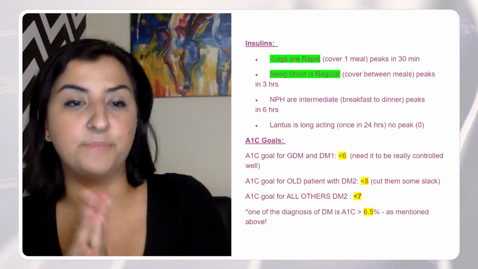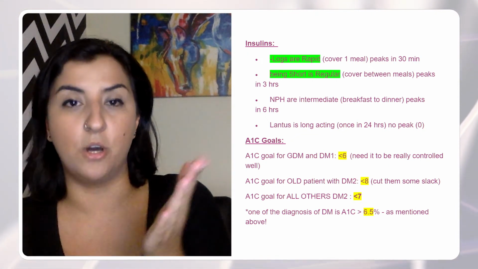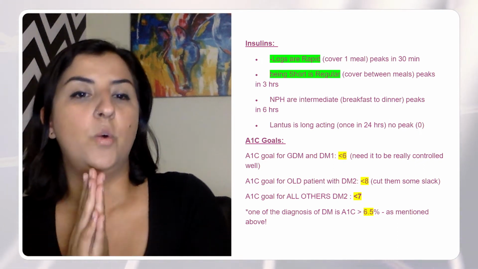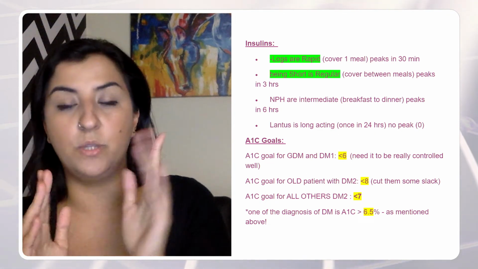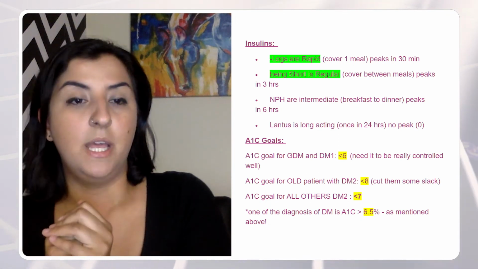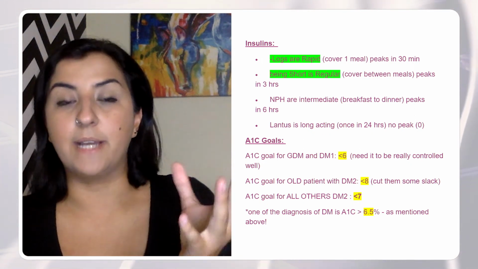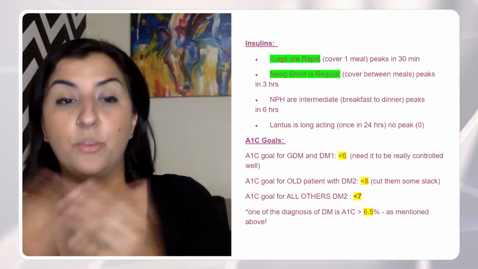Logs are rapid. Logs are your insulins that end with log, your Humalog. Okay, Humalog is rapid acting, okay? What that means is that the peak is in 30 minutes, okay? It covers only one meal. Being short is regular, okay? Which means the short acting one is your regular insulin, okay? And it peaks in 3 hours.